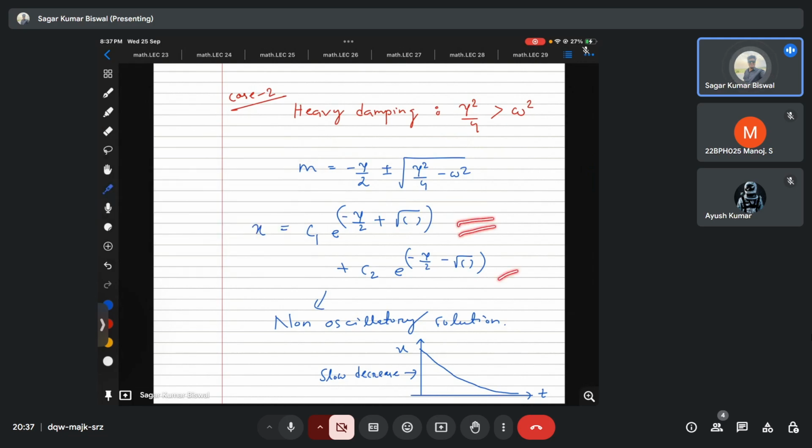These are the kinds of solution we get for the irrational type root, and for this case there will be no oscillatory motion. The particle will just stop executing oscillatory motion, and this kind of system is known as the aperiodic or the over damped system, right?